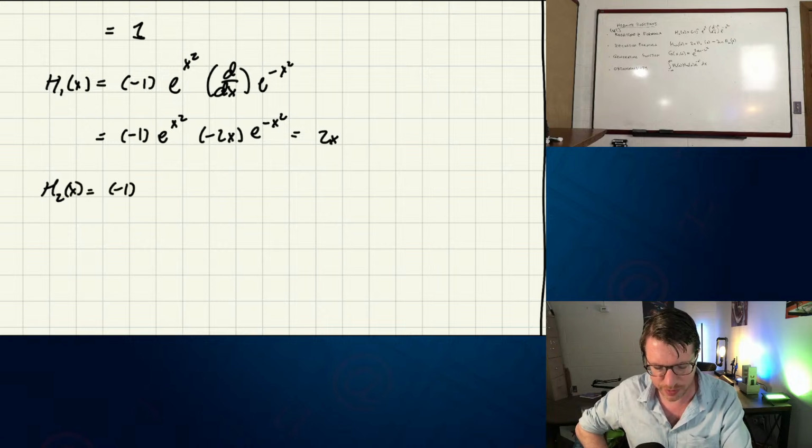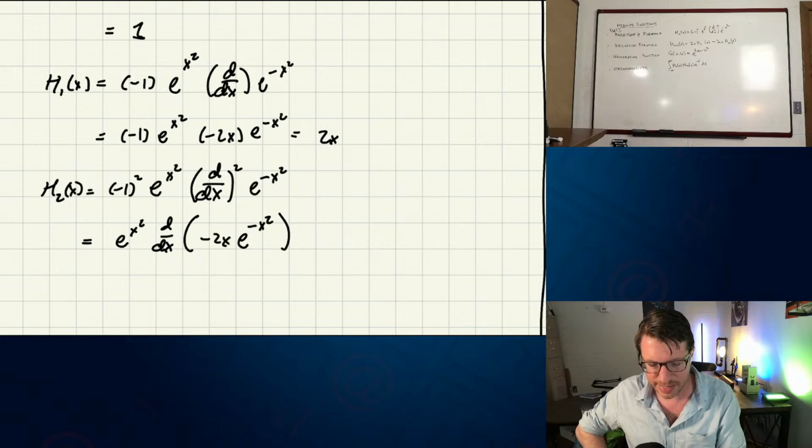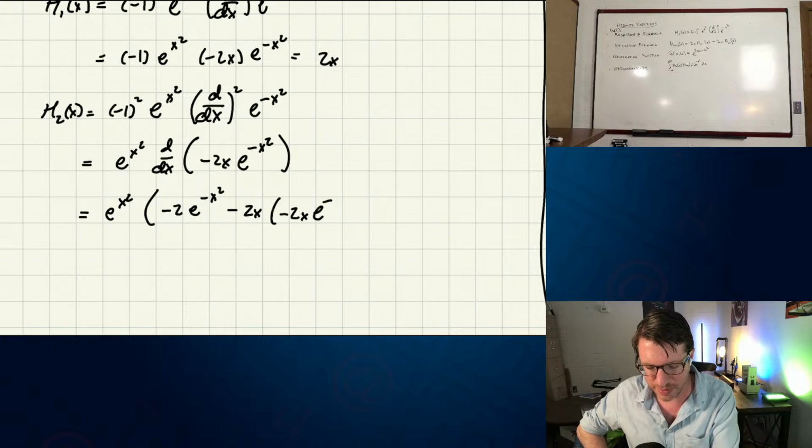So this ends up giving you -1 squared e to the x squared times the second derivative of e to the minus x squared. And so this is going to give us 1 times e to the x squared, and then let's take the first derivative. So it's going to be -2x e to the minus x squared. And then after this first derivative, now we need to take the product rule. So e to the x squared d by dx. Taking derivative now, we're going to have -2 times e to the minus x squared. And then we're going to have -2x times -2x times e to the minus x squared.